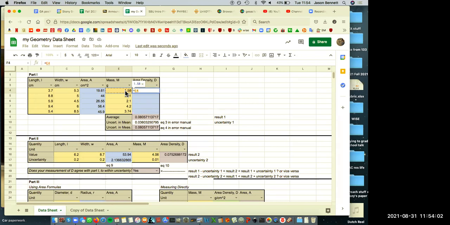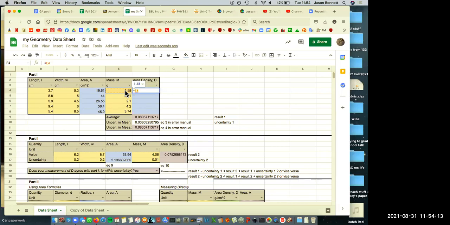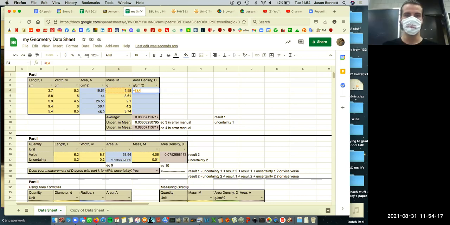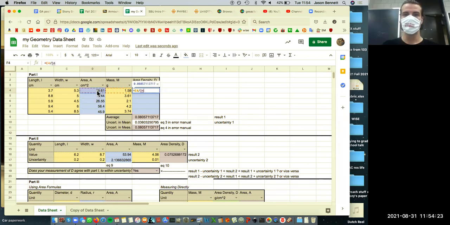Because you lose information. Your phone doesn't have a history like a TI-80 or whatever. So you can't put that in your lab, but you can put this one. So it's equals the mass divided by, I'm clicking the slash sign, and then area, and if I click enter, it gives me the result.